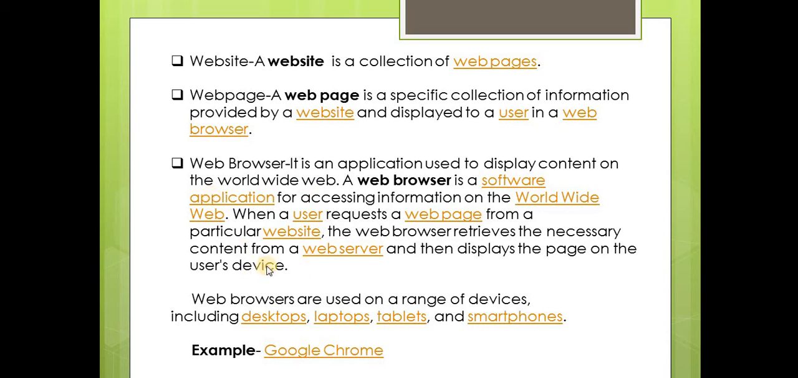So how does the web browser work? When a user requests a web page from a particular website, the web browser retrieves the necessary content from a web server and displays it to the user's device. So this is a web browser. Web browsers are used on different devices such as desktops, laptops, tablets, and smartphones. An example of a web browser is Google Chrome. This is the most popularly used browser.